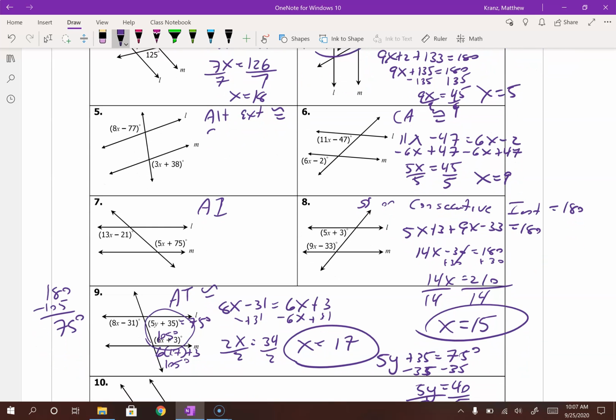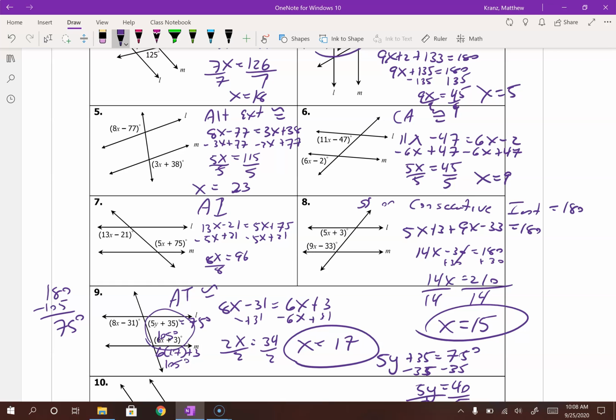All right, these two also equal. 8x minus 77 equals 3x plus 38. If I minus 3x, that gets me 5x. If I add 77, that'll get me 115. When I divide by 5, I get 23. These ones also equal each other because they're alternate interior. Minus 5x, so 8x. I add 21. Gives me 96. And when I divide by 8, x is equal to 12.